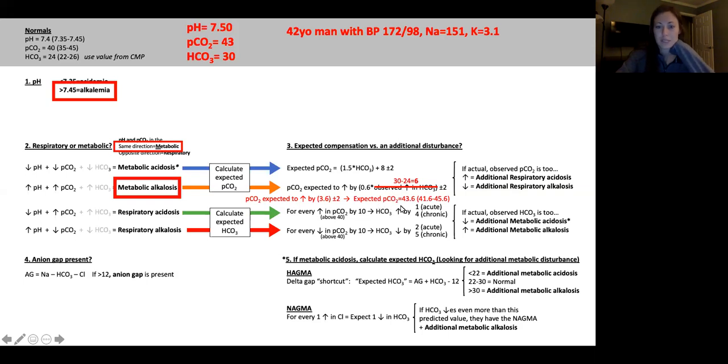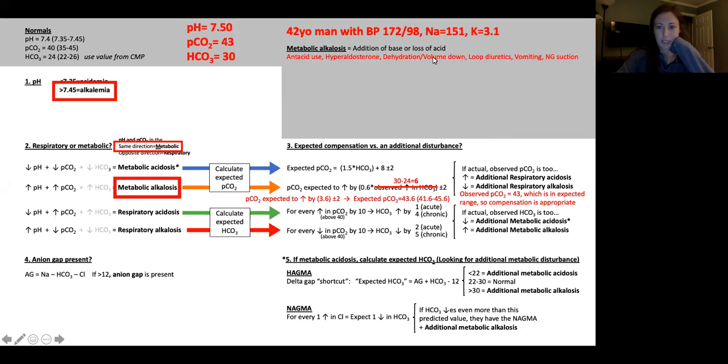So our expected PCO2 will be 40, which is normal, plus the 3.6. So expected PCO2 is 43.6, with a range of plus or minus 2 on either side. And our actual observed PCO2 is 43, which is in the expected range. So the compensation is appropriate, and there's no further metabolic or respiratory disturbances going on. In this case, it would tell us about respiratory. So there's no further issues going on. I didn't give lytes, so we can't calculate the gap on this particular one.